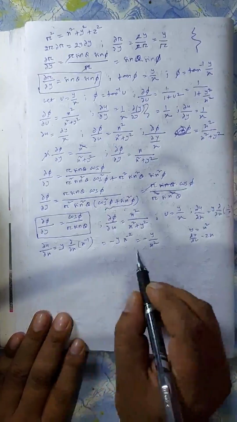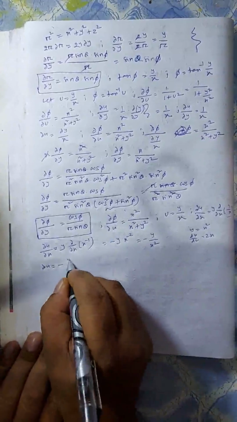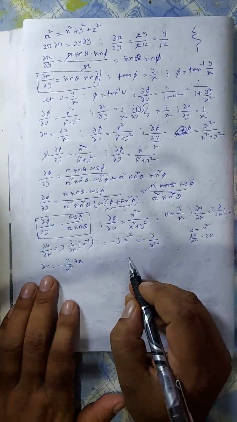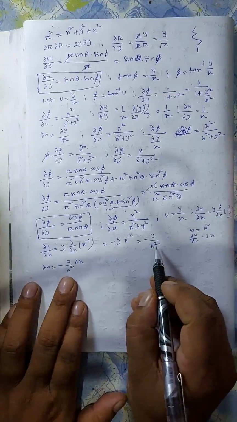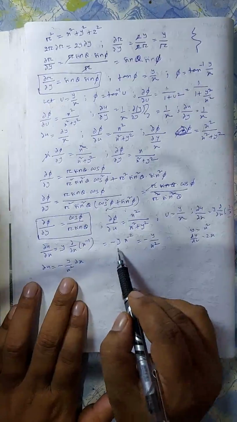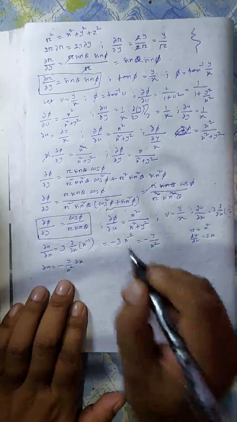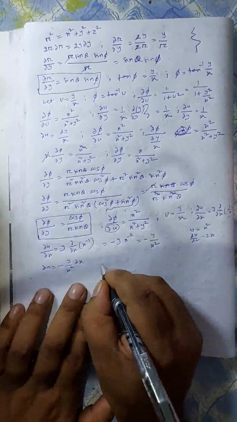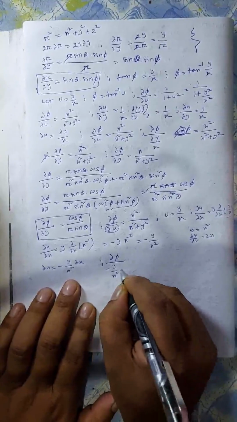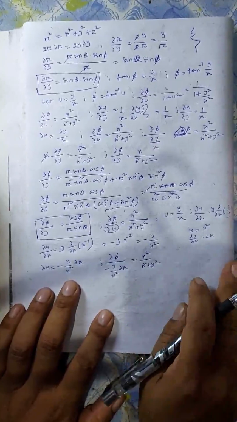we need what? ∂φ by ∂x. We have to replace this ∂u, then ∂u is equal to minus y by x² ∂x. So in place of ∂u I put this value, ∂φ by minus y by x² ∂x, which is equal to x² by x² plus y².